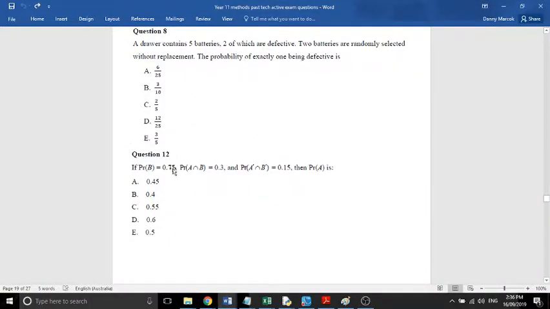Okay, next couple of questions. That's probability. Here we've got some batteries, two are defective, and they are not being replaced. And here we've got just a calculation. A drawer contains 5 batteries, 2 of which are defective.